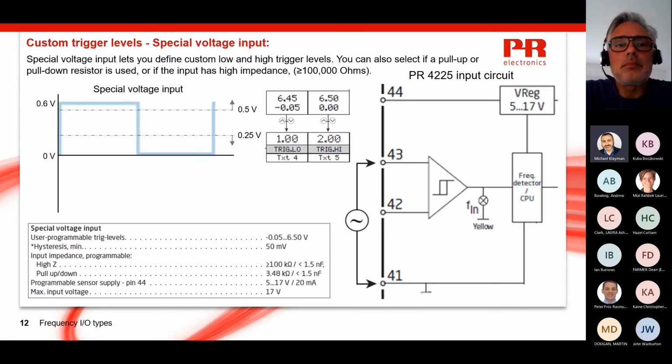Selecting special voltage input, a feature in the 4225 not seen on many other types of signal conditioners, lets you customize the low voltage and high voltage trigger levels. For example, this signal has an amplitude of 0 to 600 millivolts.